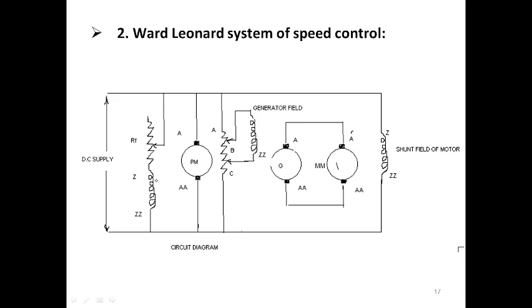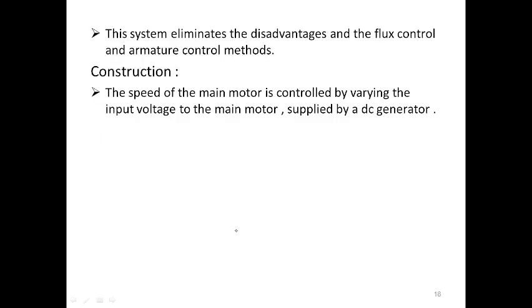This system eliminates the disadvantages of flux control and armature control methods. So this Ward Leonard system eliminates the disadvantages of flux control and armature control method. The disadvantage of flux control is at higher speeds. Higher speed, double speed we can get, but if I go for higher speeds, it becomes unstable.